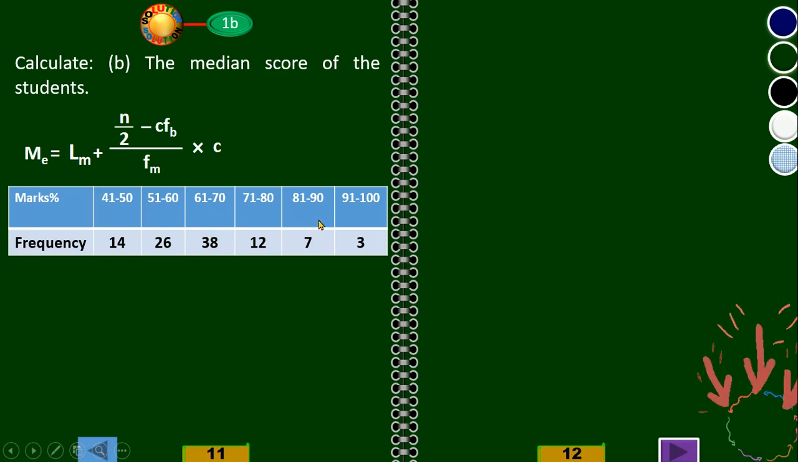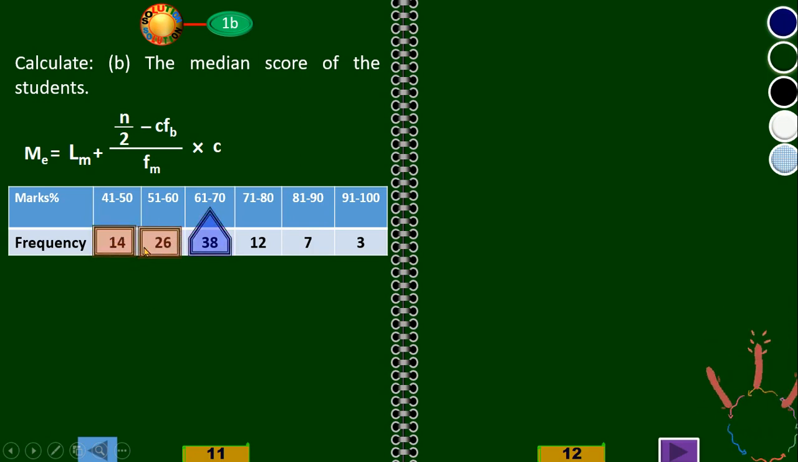The total frequency for the whole class here is 100. The middle of 100 is 50. The class that contains the frequency 50 is the median class. If you add 14 and 26, that's 40. Then by the time you add 38 to that, the 50 will fall into the class of 61 to 70. So therefore, the median class is class 61 to 70. Therefore, the lower class boundary of this class is 60.5, as already calculated in the previous slide.